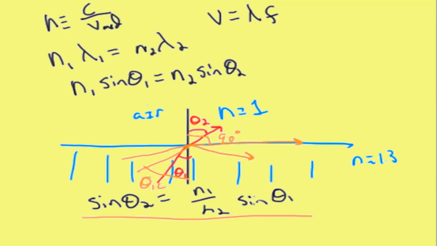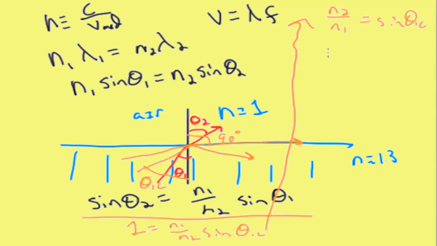So we could solve for that. Since we're trying to solve for theta 1, and sine of 90 is 1, we get 1 equals n1 over n2 sine theta 1 critical. So we can just multiply that over, bringing this all the way up here. So we get n2 over n1 equals sine theta 1 critical, and then theta 1 critical equals sine inverse of n2 over n1.